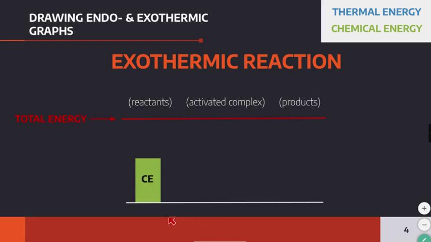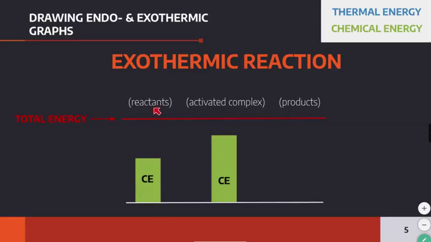First thing that you want to draw after you've set up your graph is the chemical energy for the reactants. I like to draw it about halfway up. You could vary it a little bit, but you want to give enough space on both sides. Once you've drawn that chemical energy part of the graph, label it as chemical energy or CE, something to indicate it's chemical energy. Then we're going to move to the activated complex.